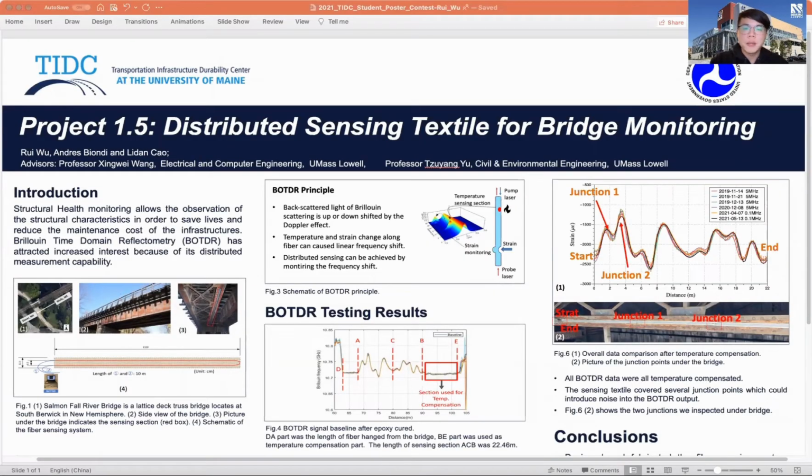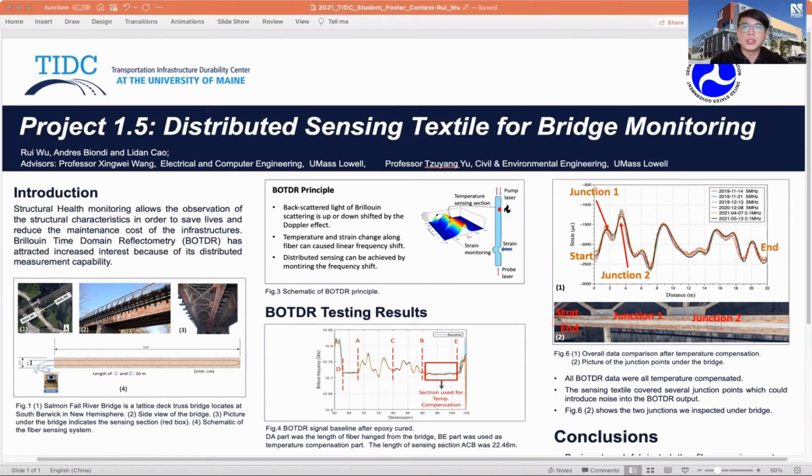Hello everyone, my name is Rui Wu, a PhD student from the UMass Lowell Electrical and Computer Engineering Department. I'm very glad to have this opportunity to present our poster on Project 1.5, Distributed Sensing Textile for Bridge Monitoring.